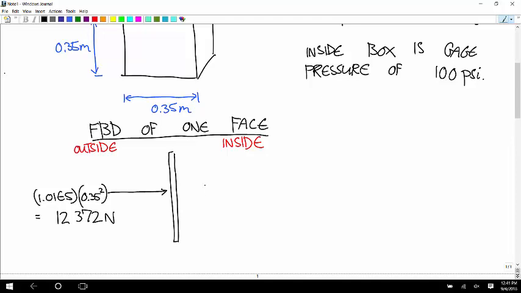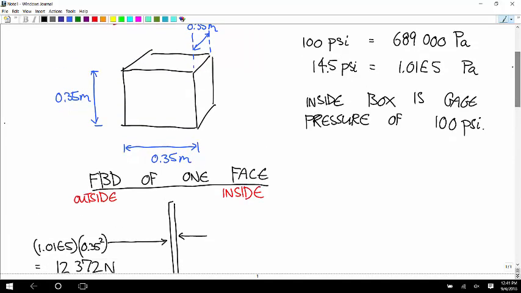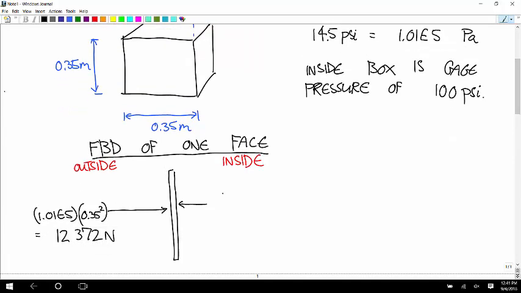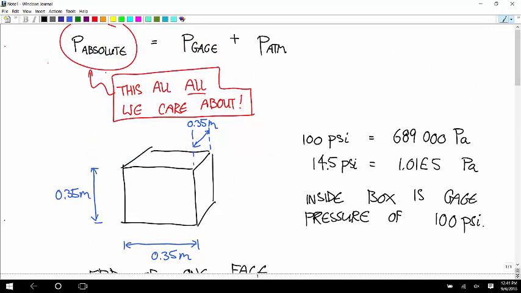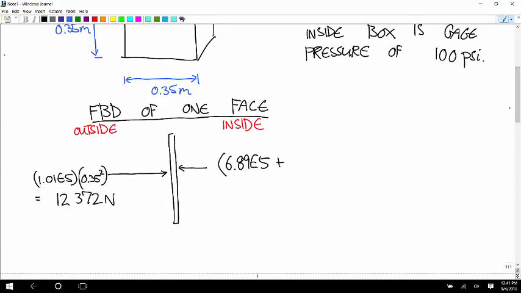Now let's calculate the force pushing out. So the gas on the inside of the box is pushing out. What's the force there? Well, that is a gauge pressure of 100 psi, so that's 6.89 times 10 to the fifth. But that's a gauge pressure, so we also have to add on the atmospheric pressure. Anytime you have gauge pressure, you have to add on atmospheric to get the absolute. And then that's multiplied by the same area.